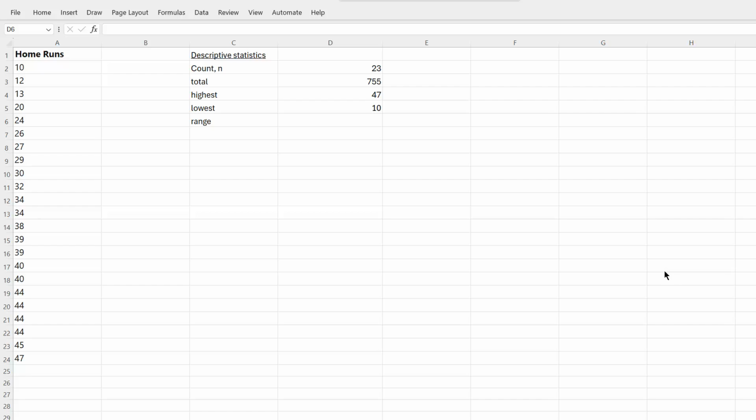Okay, I just did some Googling. I don't see a function for range, so we have to manually do it. It's the distance between the highest and the lowest. So what do we do? Equals highest minus lowest. That should be 37. Well, what else can we do?